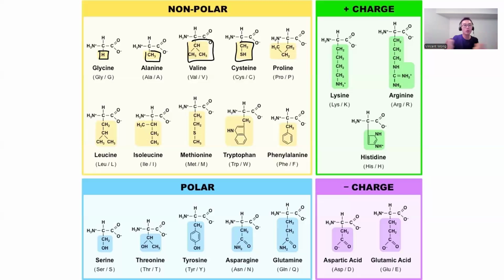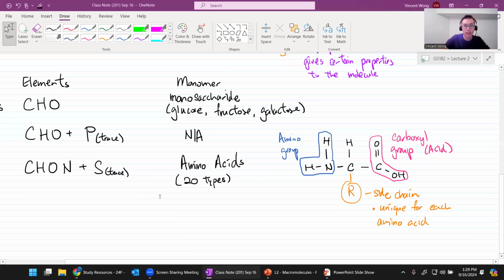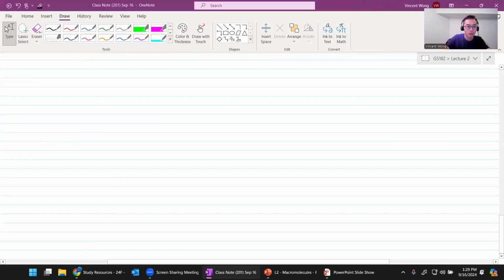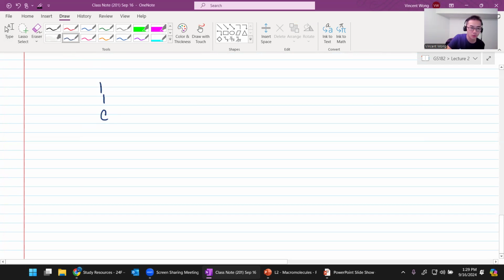Okay, so how do we connect these amino acids together? Well, let's try to draw that out in the notes here. I think this part is best if you don't draw along. You can draw along later if you watch the recording, but I just want you to see it so you understand it. Just watch what I'm doing and try to understand it.